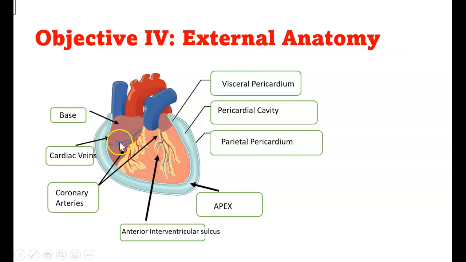You can typically see cardiac veins and cardiac arteries on the outside of the heart, and you will see a big groove in the front of the heart and also in the back. In the front of the heart, that groove is called the anterior intraventricular sulcus, and it holds blood vessels. And in the back, it's called the posterior intraventricular sulcus.